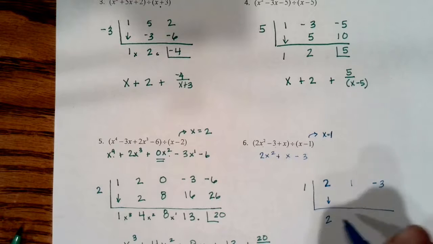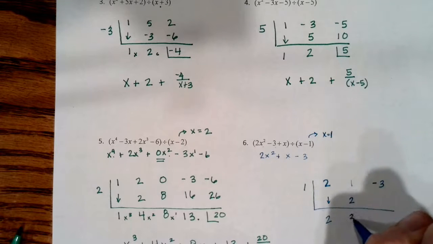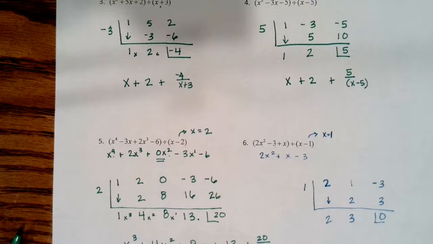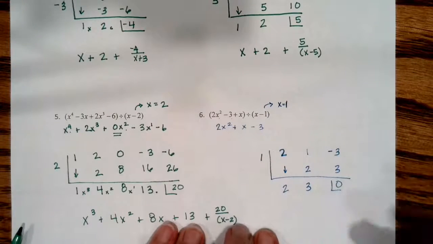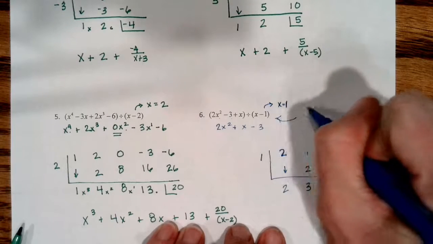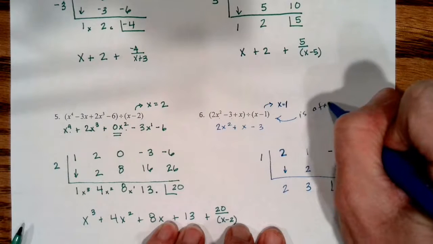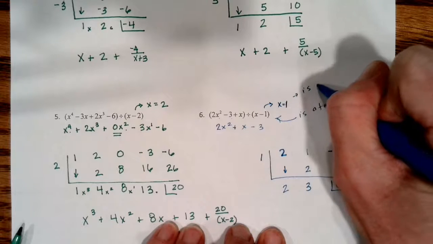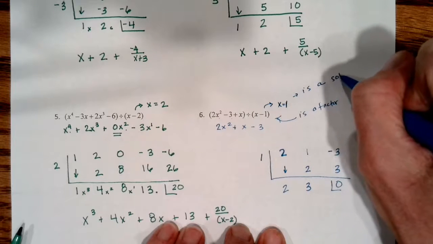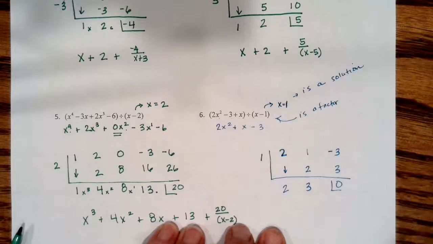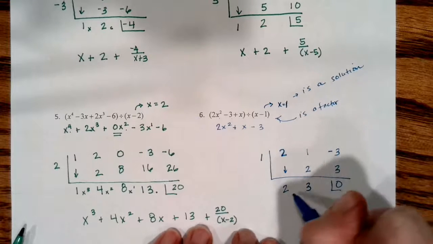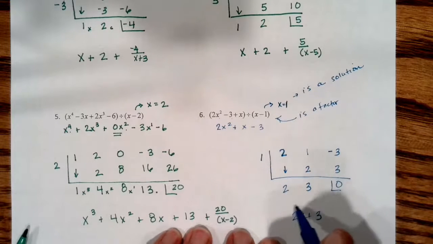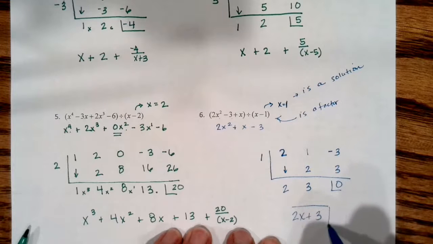2 comes down. 1 times 2 is 2. 1 times 3 is 3. And there, finally, we have a 0, which means that x minus 1 is a factor. So that means that x is equal to 1 is a solution. So when I rewrite my 2x plus 3 as a quotient, there's no remainder because that went in evenly.